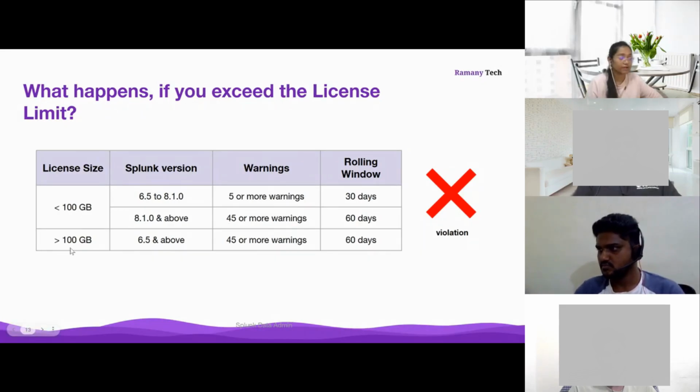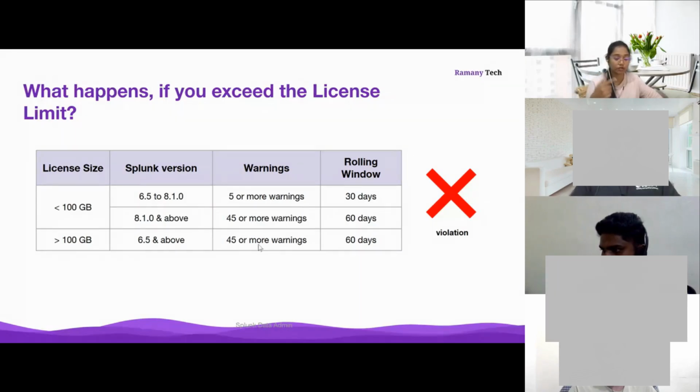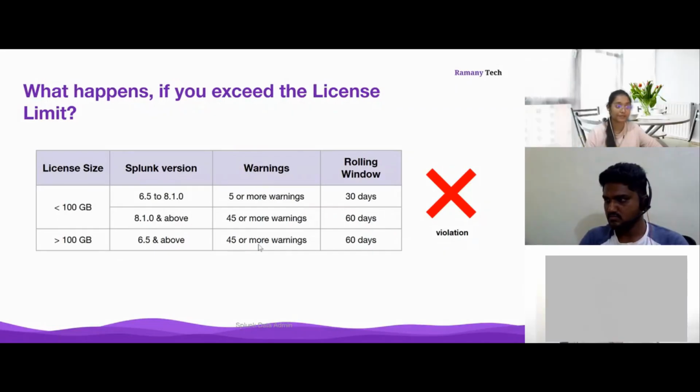If the license is greater than 100 GB and the version is 6.5 and above, it is 45 or more warnings. The warnings are what you receive when you index data more than the license size, and if you keep doing this pattern for the last 60 days, you are going to receive a violation. What happens if it is violated? You won't be able to search any data in your Splunk. Whatever data you have indexed, you won't be able to make any searches on it. So that is the violation that will be caused.